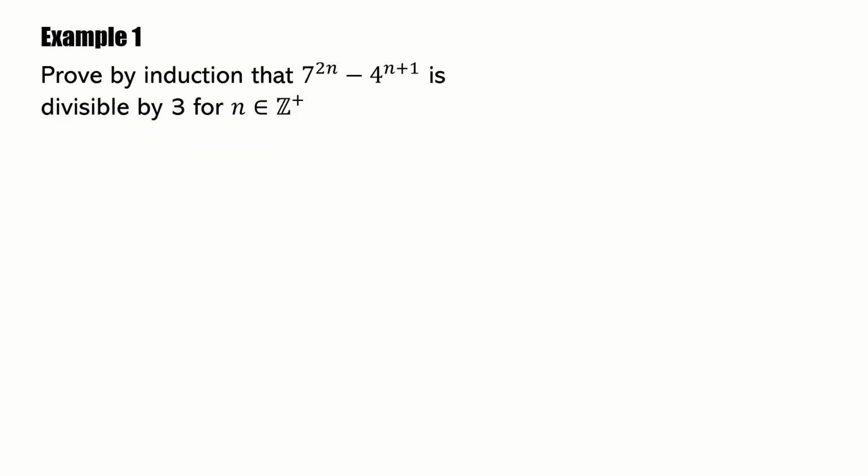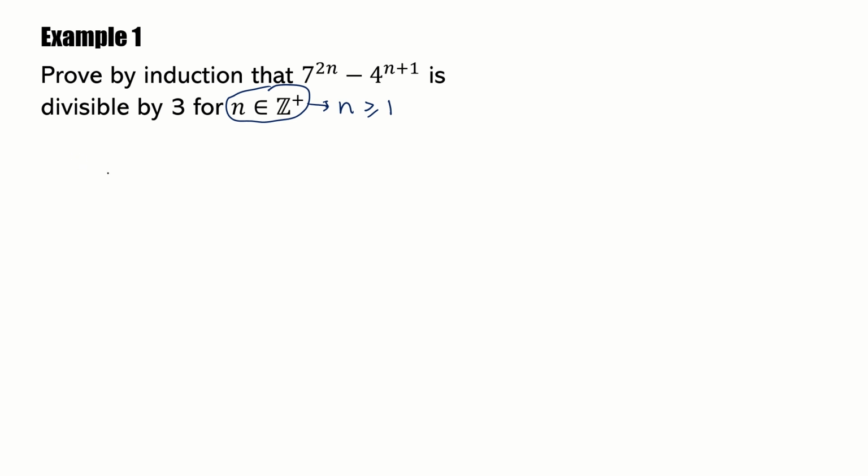So we've got our function 7 to the power of 2n minus 4 to the power of n plus 1, and we're trying to prove that it's divisible by 3 for n an element of the positive integers. In other words, it's saying n is greater than or equal to 1. A reminder of that notation, that's what it means if they decide to use it.